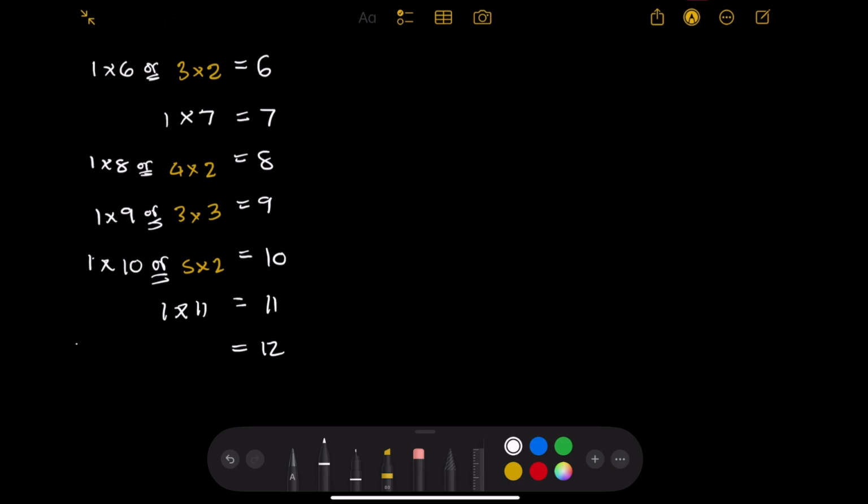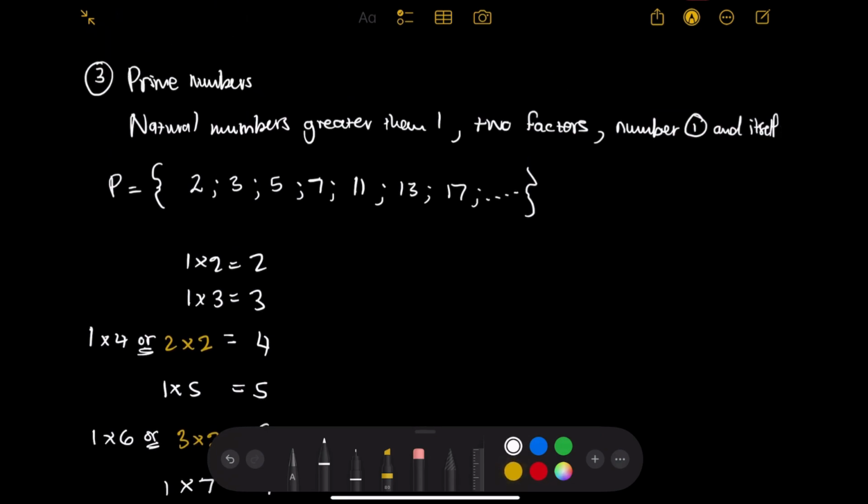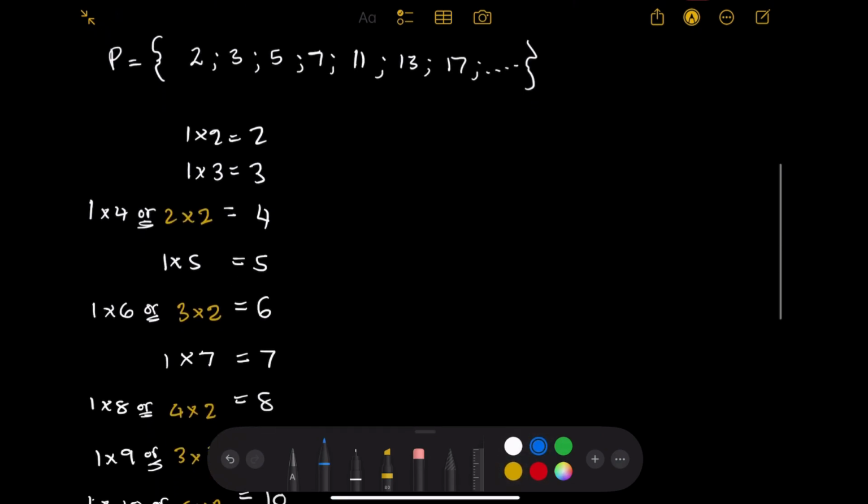When I think about the number 12, what can give me the number 12? It's 1 times 12, or 6 times 2, or 3 times 4. Then again, when I think about the number 13, what can give me 13? Just 1 times 13. Then basically what we see is a pattern, right?